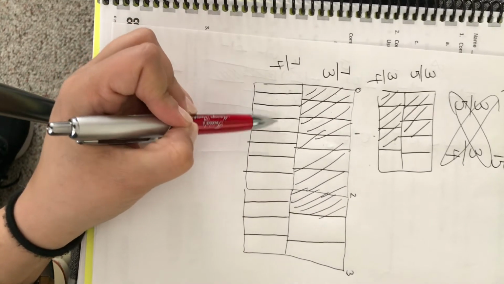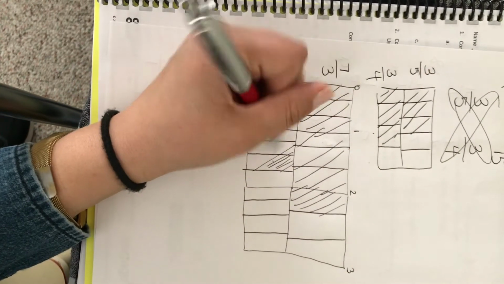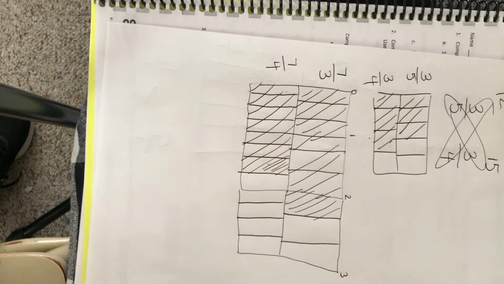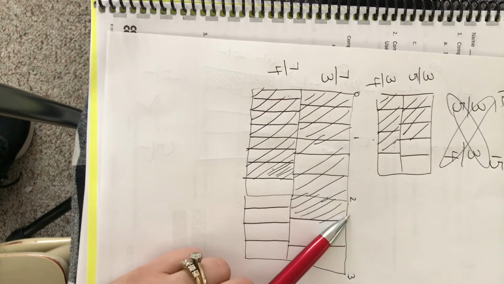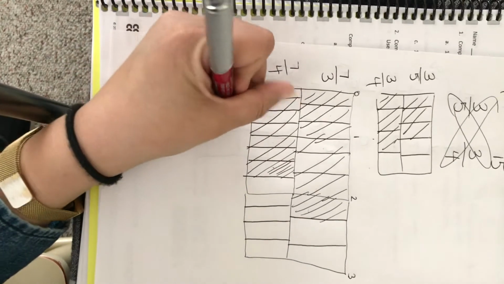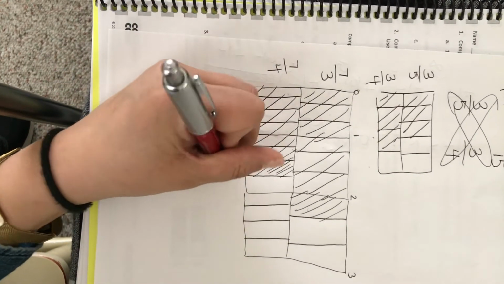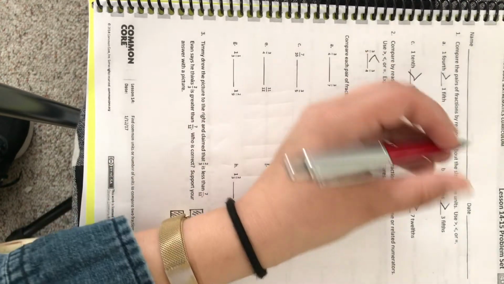So 1, 2, 3, 4, 5, 6, 7. Maybe I should have used a different color so it was easier to see. But it's clear that 2 1/3 or 7/3 is greater than 7/4. So we would write 7/3 is greater than 7/4. So I know that by using the picture model. You could also have converted them and then compared them as mixed numbers. What I want you to do is I want you to try a few on your own and then check back with me. Let me give you a few.